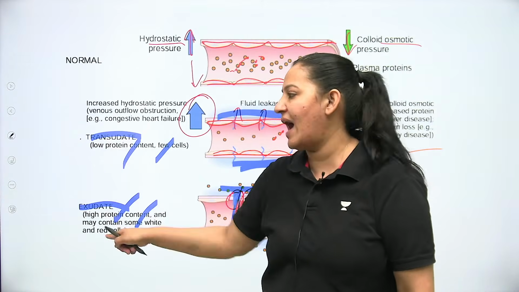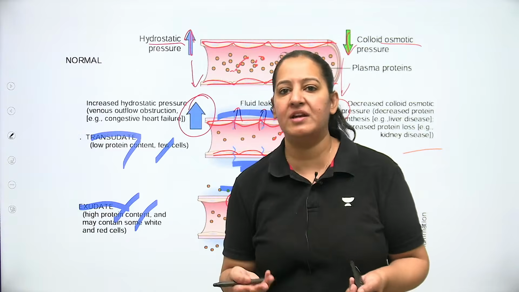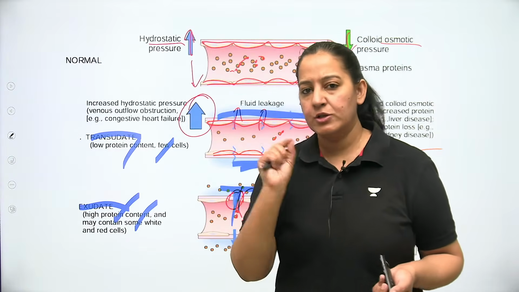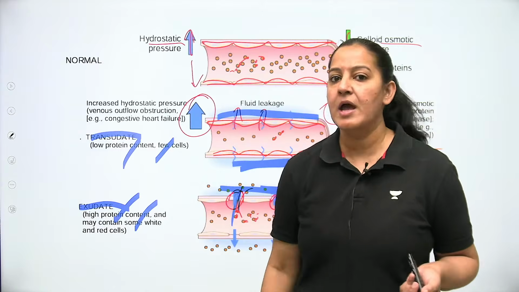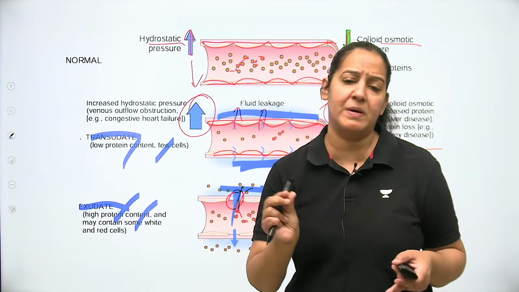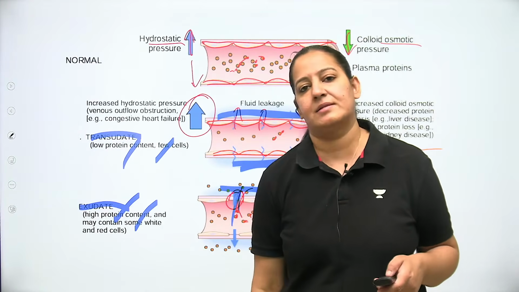So transudate, exudate. Whenever you have inflammation in any part of the body, say an injury, initially if you press it, a thin fluid comes out. That is transudate. But after a few days, a thick yellowish pus is formed. That is exudate. So that is the thing. Give me a thumbs up.